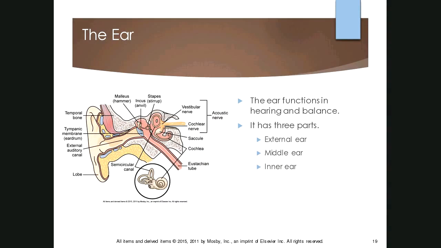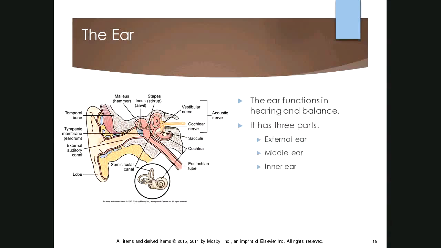On the ear, the ear function is hearing and balance. So it has three parts. It has an external ear, which is what you see when you look at your pretty ears. The middle ear contains the eustachian tube and the three small bones called the ossicles. And actually, it's the ossicles that amplify sound received from the eardrum, and that's what's transmitted, and then it goes up to the brain where we interpret it.